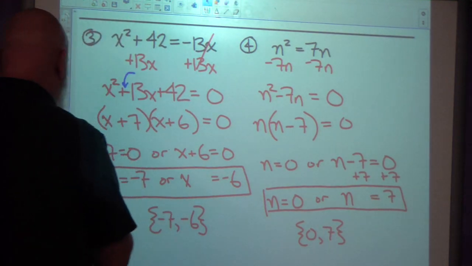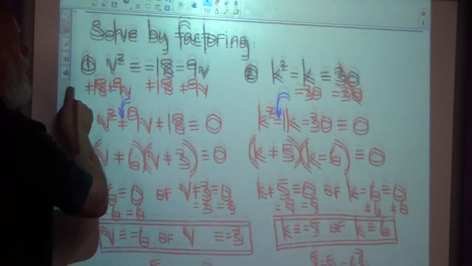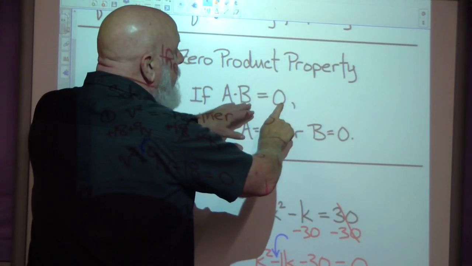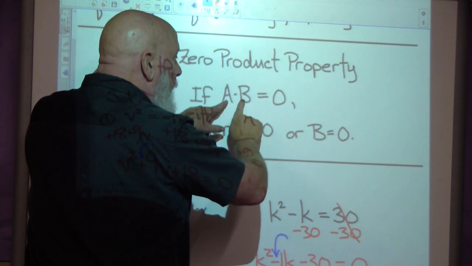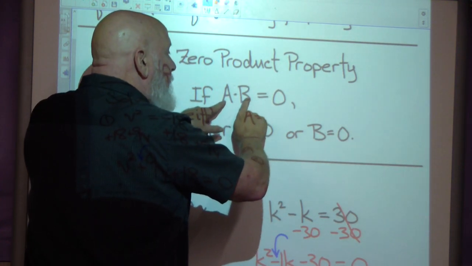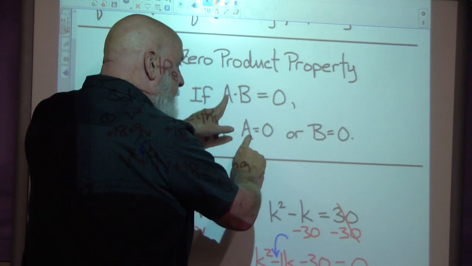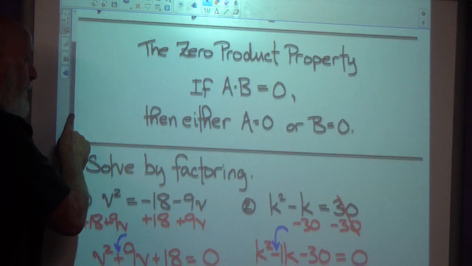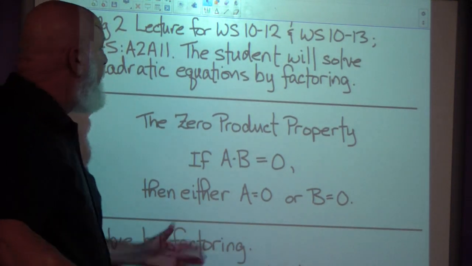The whole idea here is to set your quadratic equation equal to 0. Once one side of the equation is equal to 0, factor the other side, and then say, if this times this is 0, either this one has to be 0 or this one has to be 0, and solve. And that's what we've done. I hope that makes sense.